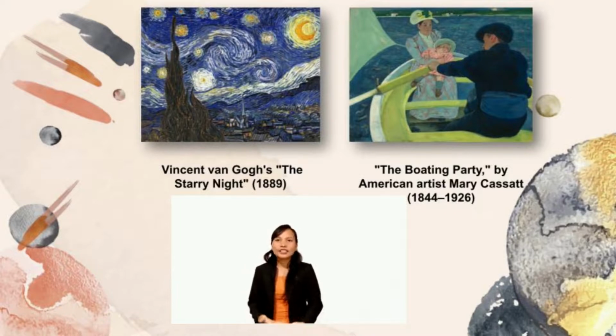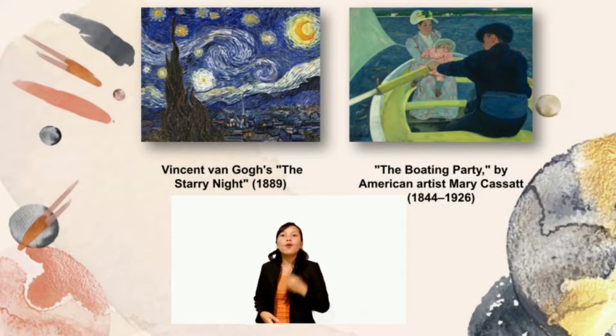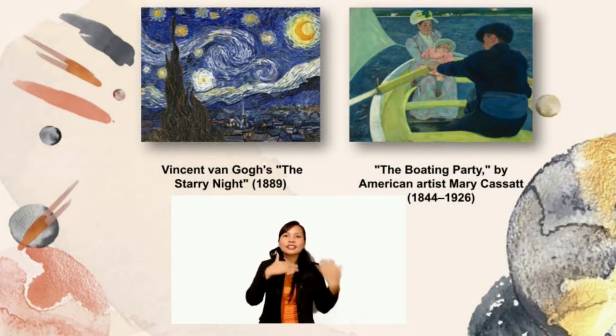The next example that we have is the Boating Party by the American artist Mary Cassatt, 1844 to 1926. It is another dynamic example of asymmetric balance, with a dark figure in the foreground lower right hand corner, balanced by the lighter figures, and particularly the light side and the light sail in the upper left hand corner.